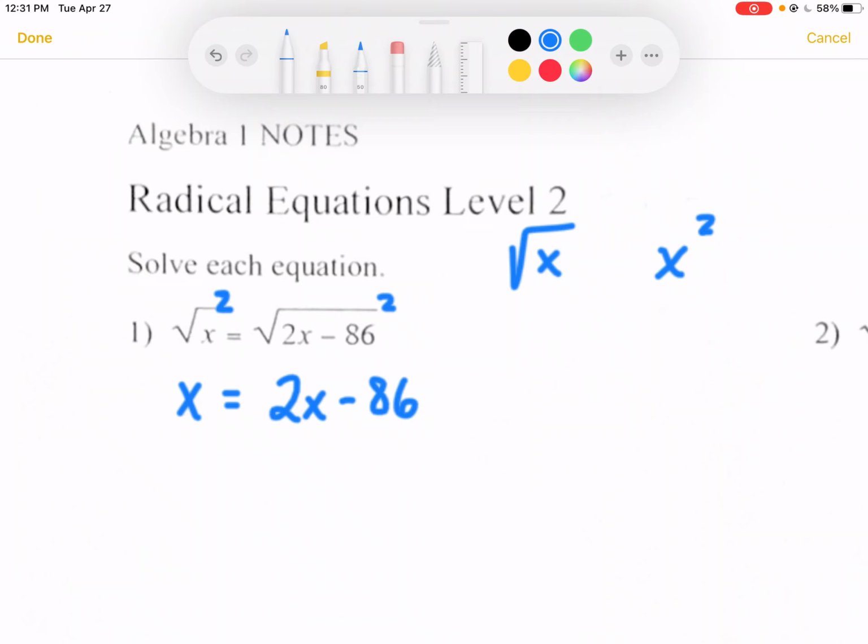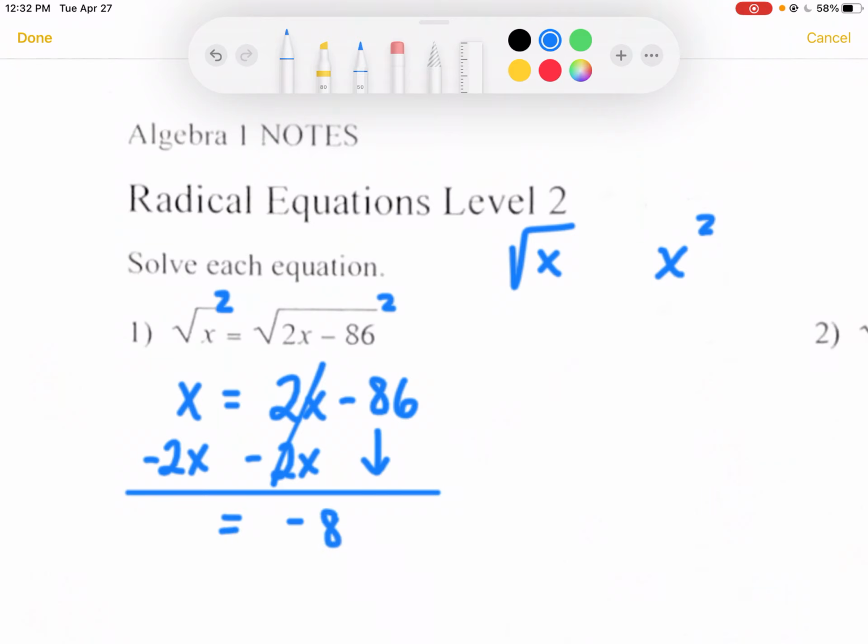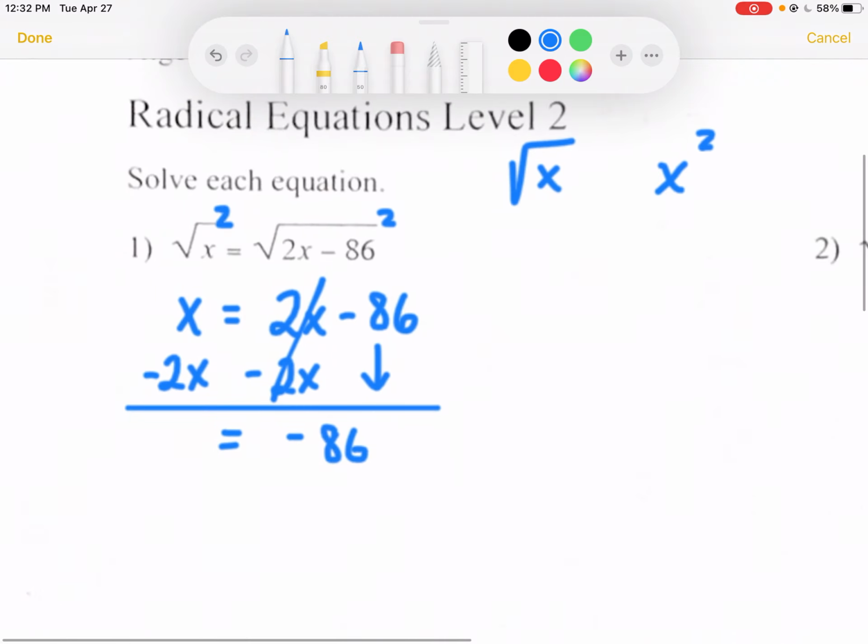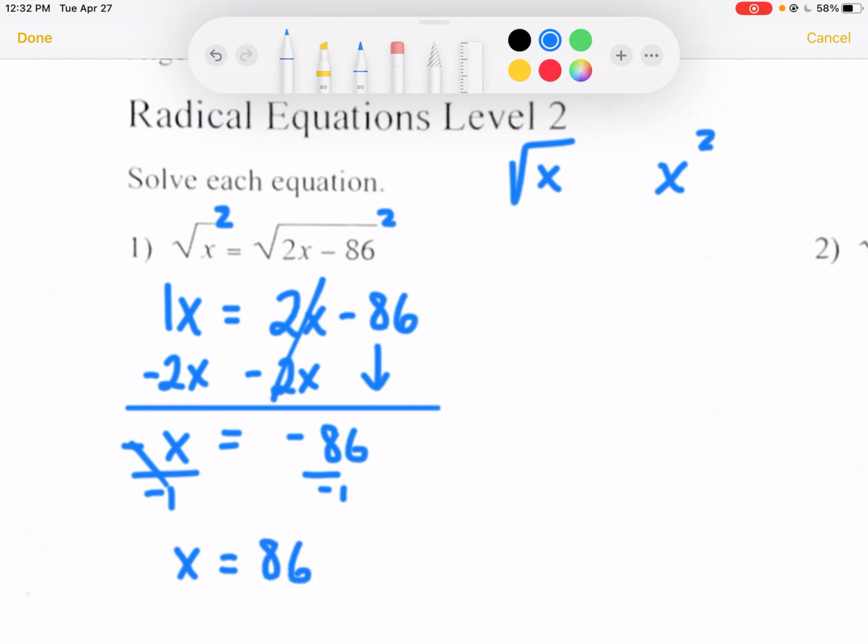And now it looks more like a two-step equation that we know how to solve. So we should maybe subtract the 2x so that we can get our x's both on the left side. This makes 0. So my right side is just negative 86. And then here I have 1x minus 2x, so negative 1x. And then if I divide by negative 1 on both sides, x equals 86. Okay, so not that scary.